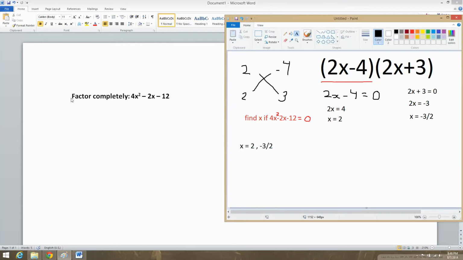So if the question asks factor completely, this right here is going to be the answer, this up top. If it says find x if this equals 0, then this will be the answer.